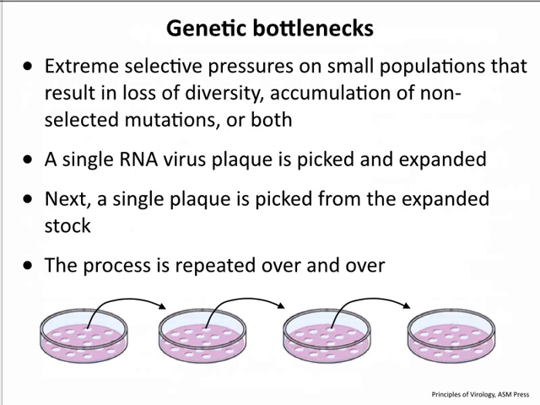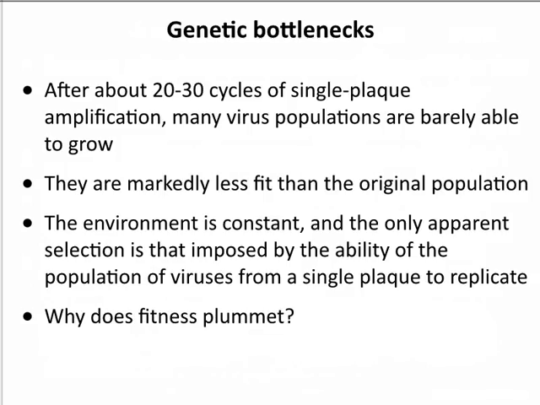All right, and 30, 40 times. So you're going from plaque to plaque, and after about 20 or 30 times of doing this, you end up with a virus that can barely grow. You start out with a nicely growing virus, and it can barely grow. So why is this? Everything has been constant. All you've been doing is plaquing it. It's the same cell you grow this virus in, so you're not changing the environment, you're not changing the medium. All you're doing is plaquing it from cell to cell, from plaque to plaque. But why is the fitness going away?